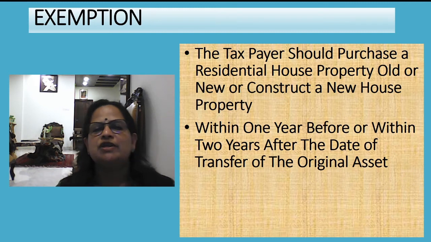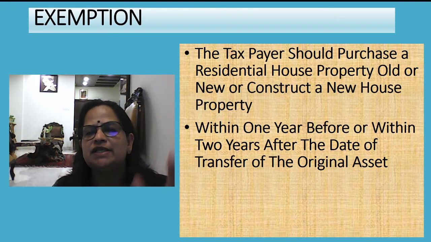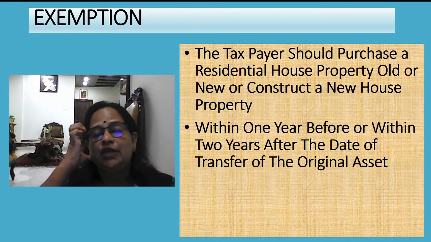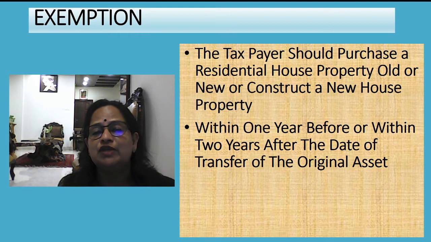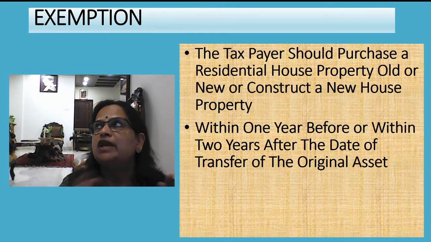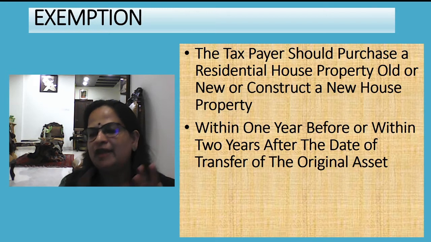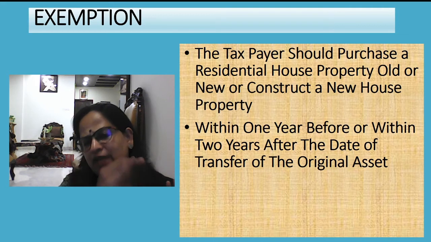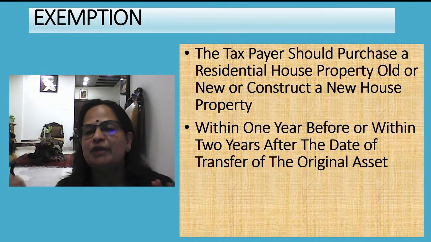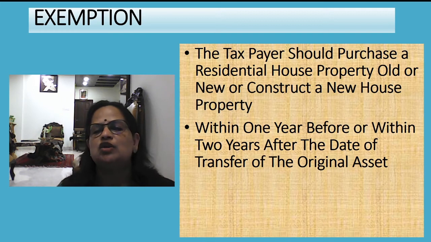Now, what is the exemption available? The taxpayer should purchase a residential house property, old or new, or construct a new house property. When I explained section 54, I explained 1, 2 and 3. If they are taking a decision to buy a house property 1 year before, you can do the initial investment and start paying, while your present house property may not yet be sold. So 1 year before you can take the decision, or 2 years after selling the house property.